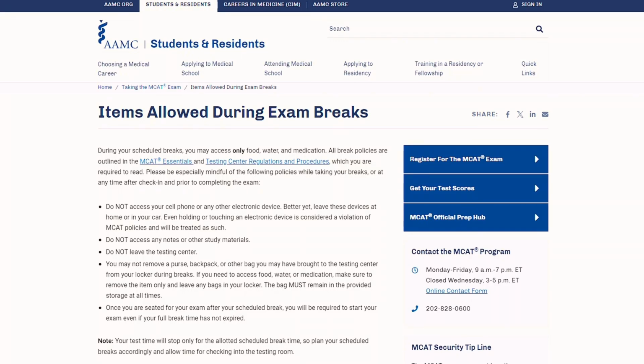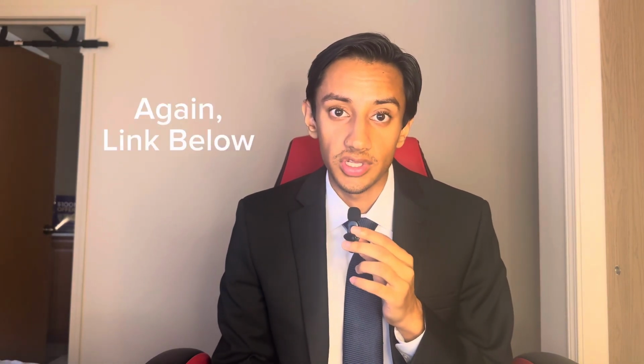Secondly, there are items allowed during exam breaks. My personal recommendation is to ask the testing center or your proctor beforehand if you're allowed to leave the testing center during your lunch break. If so, you can go outside, walk around a little bit, and enjoy your lunch. I highly recommend not going to your car, and do not use any electronic devices or your cell phone, as it would be a violation of MCAT policies and they can carry you through the consequences as listed on their website. Go check out what is allowed and what is not allowed during breaks.